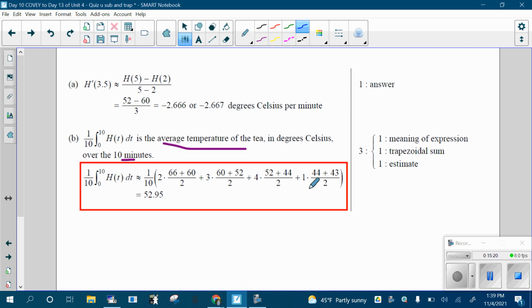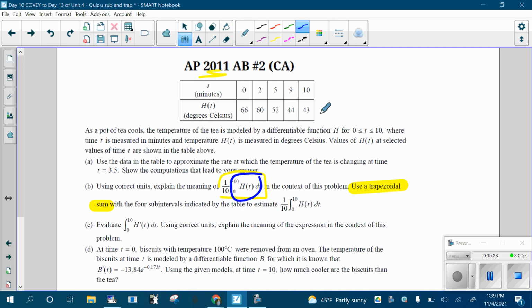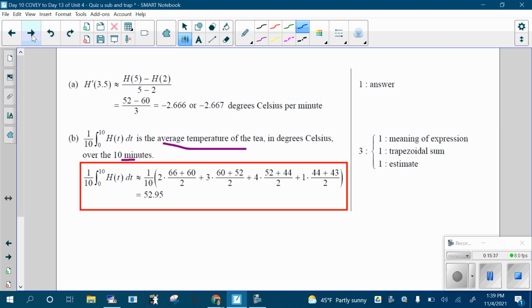I'm going to tell you right now the most common error is to forget to do the 1/10 after you do the trapezoids. Remember that you're finding the average temperature. So at the end of the day, you look at this and ask, what's the average temperature? I don't know, like 50? It should make sense. Don't say 500 is the average temperature. It went from 66 to 43. So make sure your answer makes sense in the context of the problem.